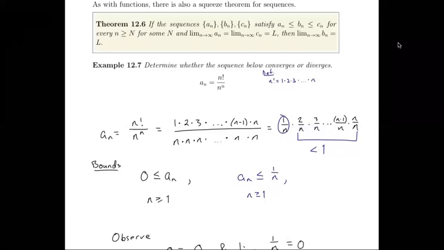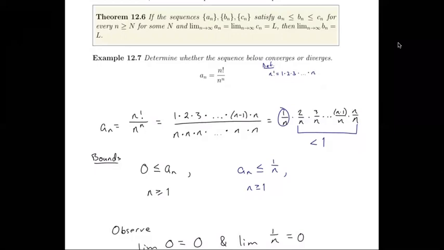The one thing that we can see right away is that all of these terms, 2 over n, 3 over n, n minus 1 over n, n over n, they're all less than 1. So if we multiply a bunch of numbers together that are less than 1, then their product is less than 1. Okay, we've reserved this 1 over n off to the side because we'll use that as a bound potentially. So in the next line, we'll see what we'll do with that.